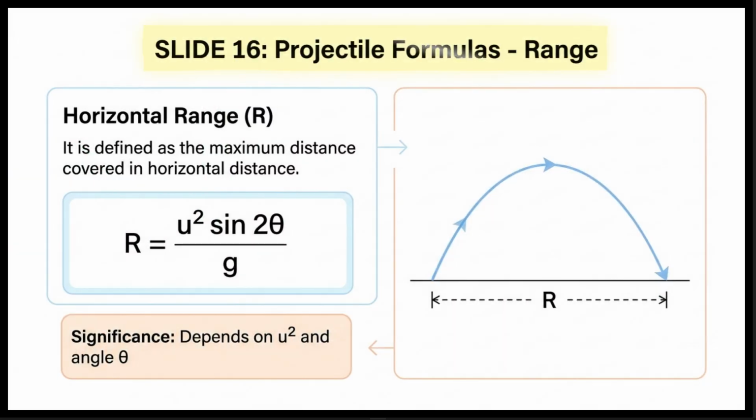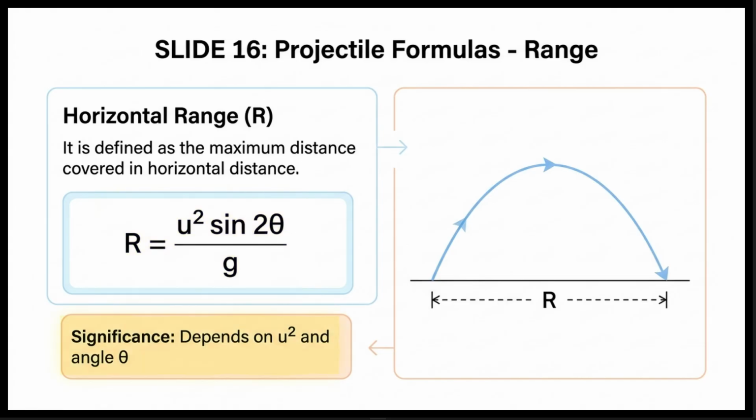Next, we analyze the formulas for projectile range. Horizontal range, denoted by capital R, is formally defined as the maximum horizontal distance covered by the projectile from its launch point to its landing. By combining our previous results for velocity and time, we derive the general formula. R equals u squared times the sine of 2 theta, all divided by gravity g.